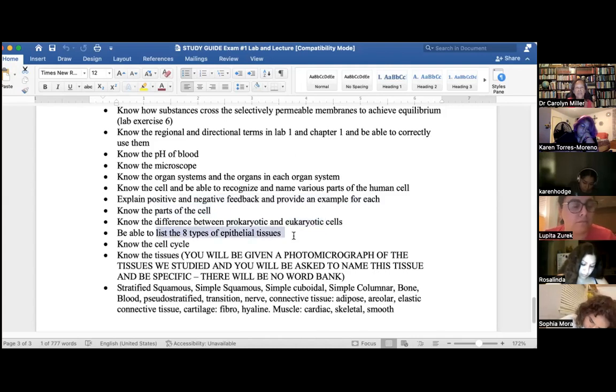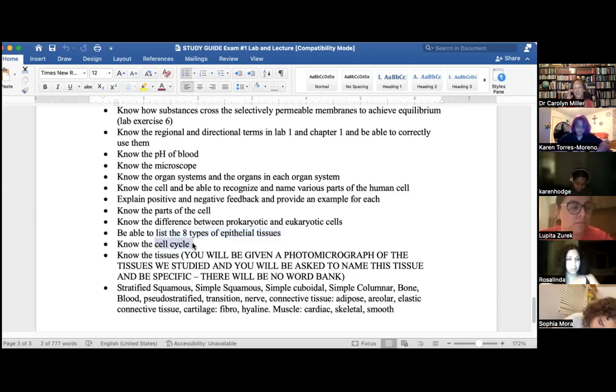The 8 types of epithelial tissue, I already did those for you. I said the simple and the stratified: one layer or more than one layer. 3 types of simple based on cell shape: simple squamous, simple cuboidal, simple columnar. Same with stratified, more than one layer: stratified squamous, stratified cuboidal, stratified columnar. That's 6. Number 7 is transitional, like in the bladder, and number 8 is pseudostratified ciliated columnar epithelium in the trachea, keeping dirt out of the lungs.